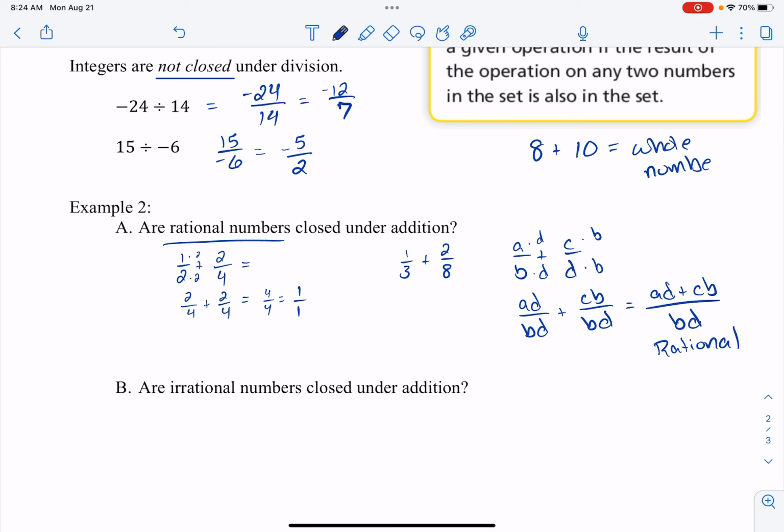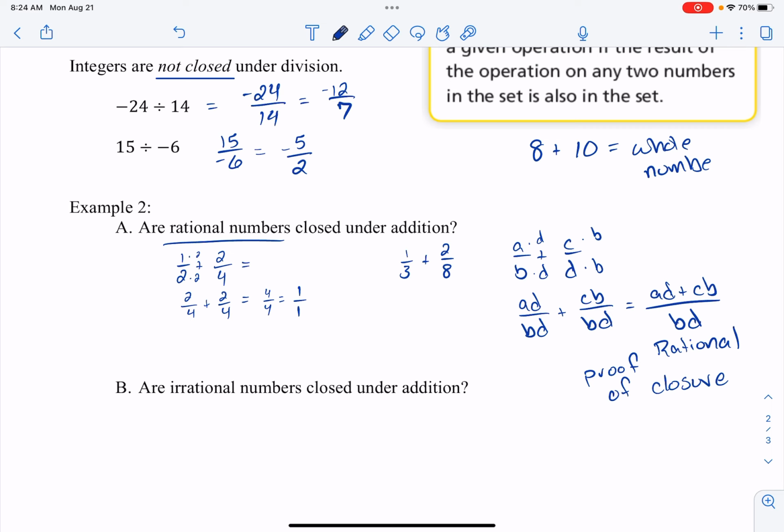Okay. You will not be asked to do a proof like this on your practice. I just wanted to kind of show you. This is actually a proof of closure for the addition of rational numbers. I won't ask you to do a proof of closure. Again, that might not be super intuitive to a lot of you, which is fine.